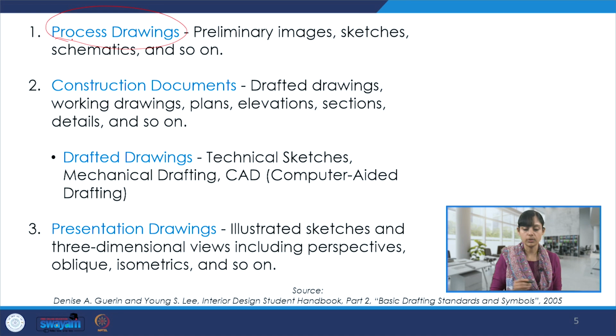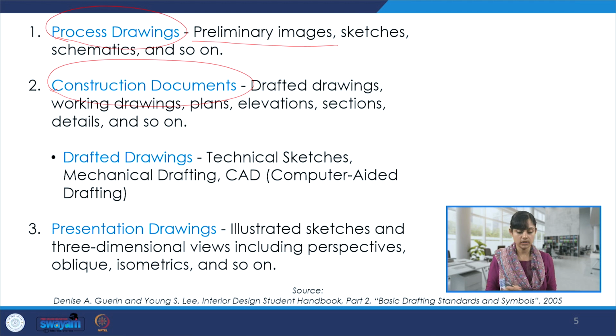So there are process drawings, and process drawings would essentially mean preliminary images or sketches and schematics. They don't have to be hardcore construction drawings or working drawings. Then we have construction documents or working drawings or drafted drawings, which give proper information regarding how they will be drafted. So there are working drawings and technical drawings like plans, elevations, sections, also zoom in details.